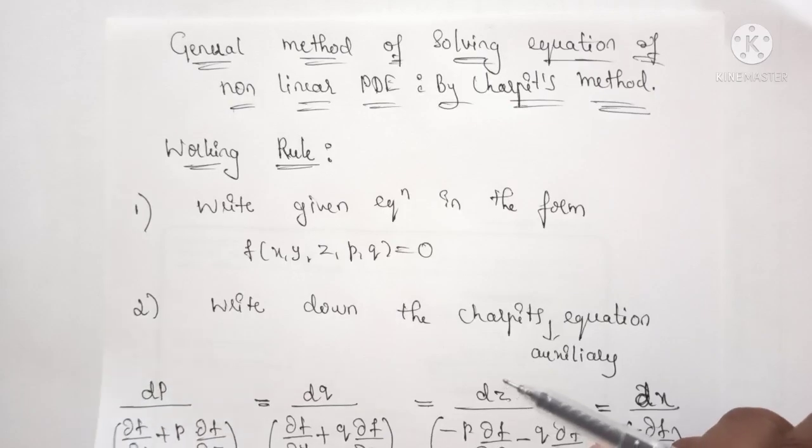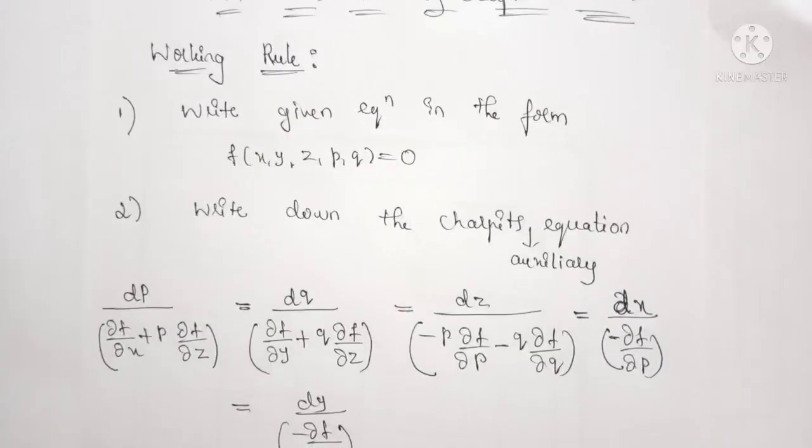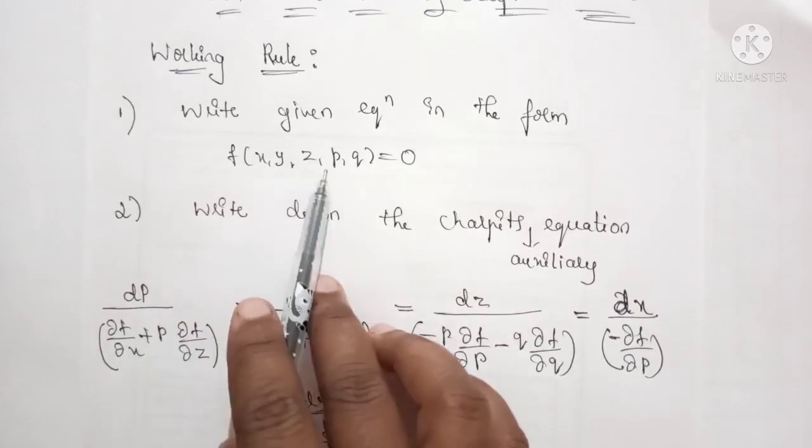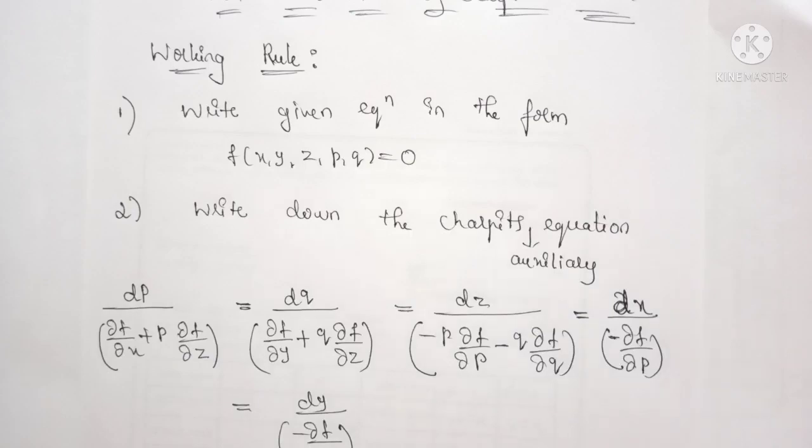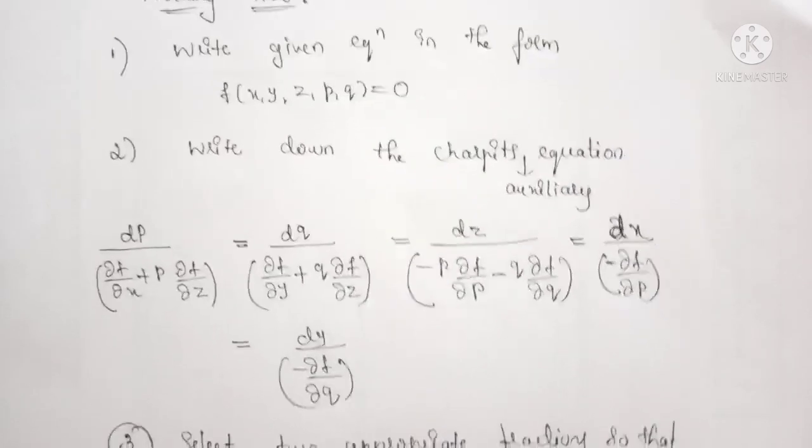Okay, the working rule is, first we have to write the given equation in the form f of x comma y comma z comma p comma q equals 0. So the equation contains all the x, y terms; whatever all the terms, we group on one side and equate to zero, and it is represented with f. So the given equation is represented as f equals all the given terms.